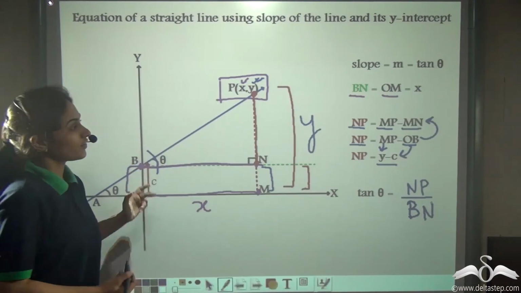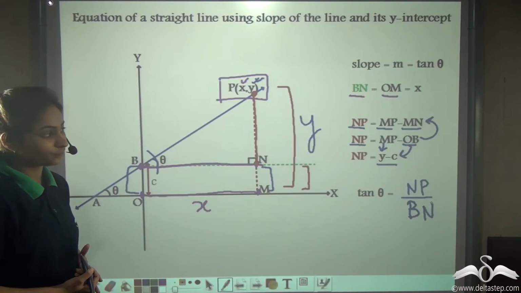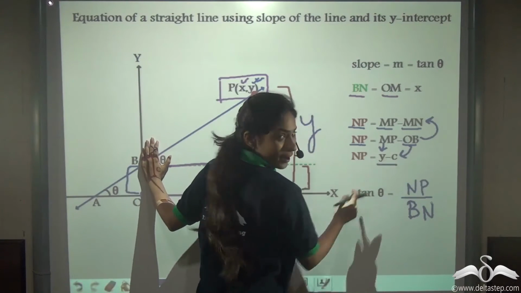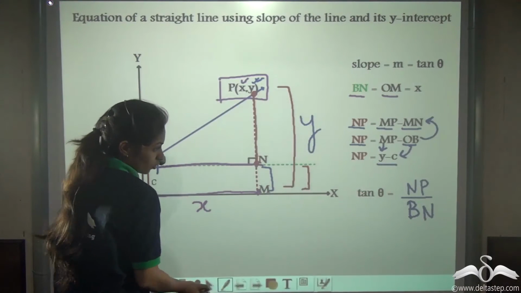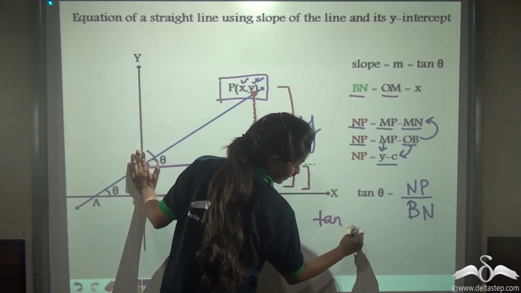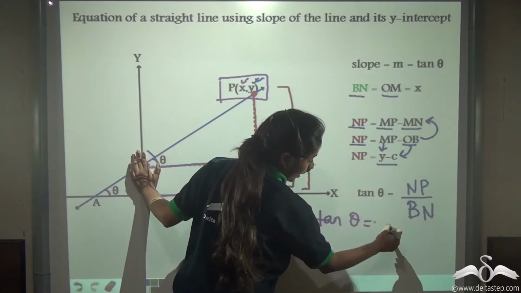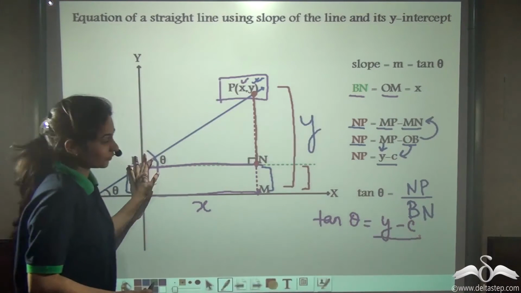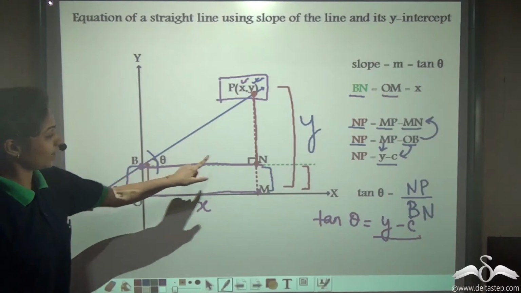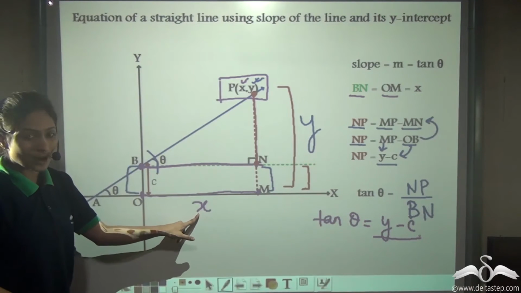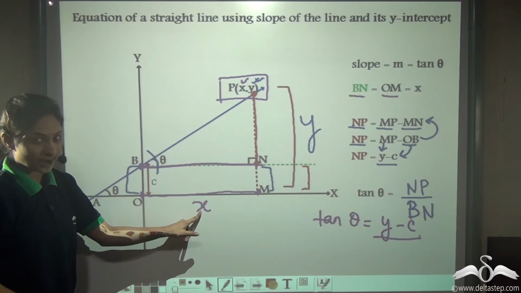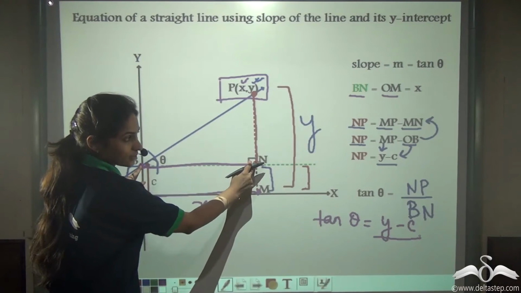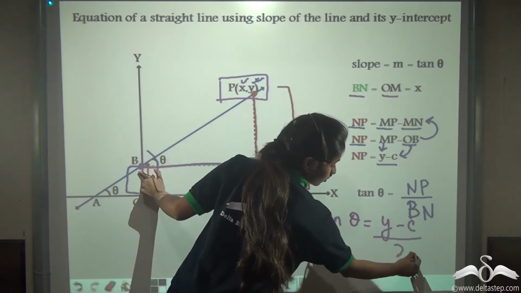Right? What is the value of NP? Can you tell me? NP is what? This we have calculated, which is y minus C. So tan theta is equal to NP, which is y minus C, by Bn. What is Bn? Look at Bn. The value of Bn we had already calculated, which is what? X. Because if OM is X, Bn is also X. So, X.